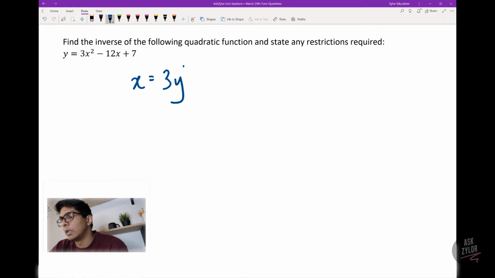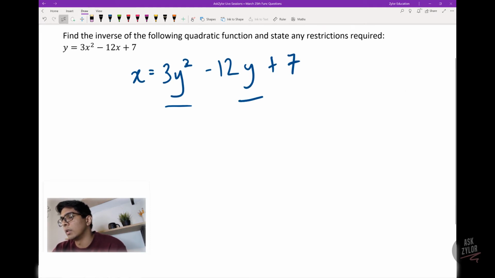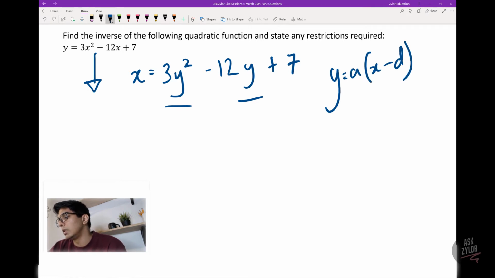We have 3y squared minus 12y plus 7. We have two y terms and it's hard for us to isolate the y. So what we're going to do is turn this function into the vertex form. Because if you remember, the vertex form is in the form of a(x minus d) squared plus h.